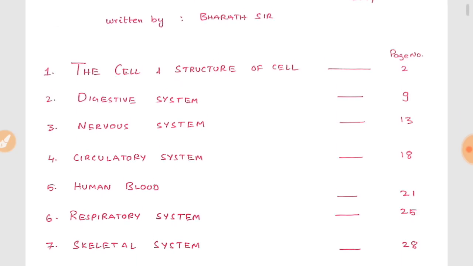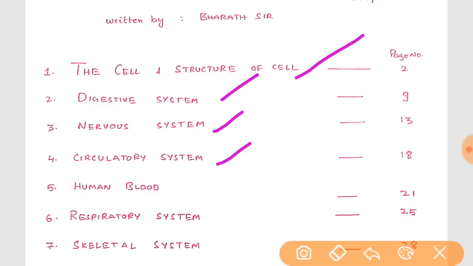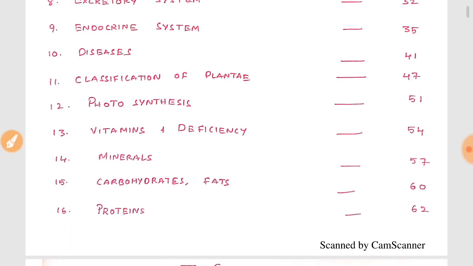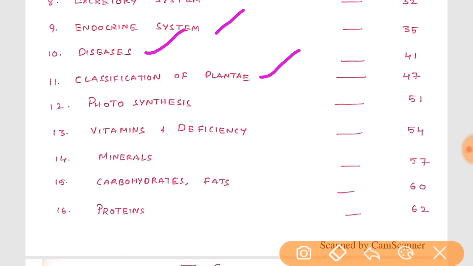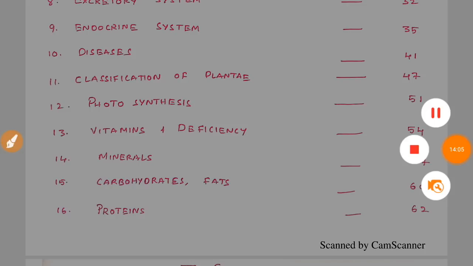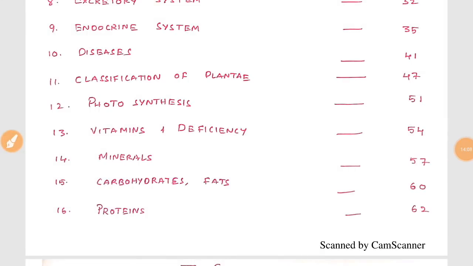I have covered mostly cell, digestive system, nervous system, circulatory system, human blood, respiratory system, skeletal system, excretory system, friends. There are still more topics to be completed: endocrine system, diseases in human body, classification of plantae, and remaining topics I have already completed. So I have left with only 3 topics, friends. I am also going to complete reproductive system and animal classification, and these topics will be made by me, and also PDF will be available for free.